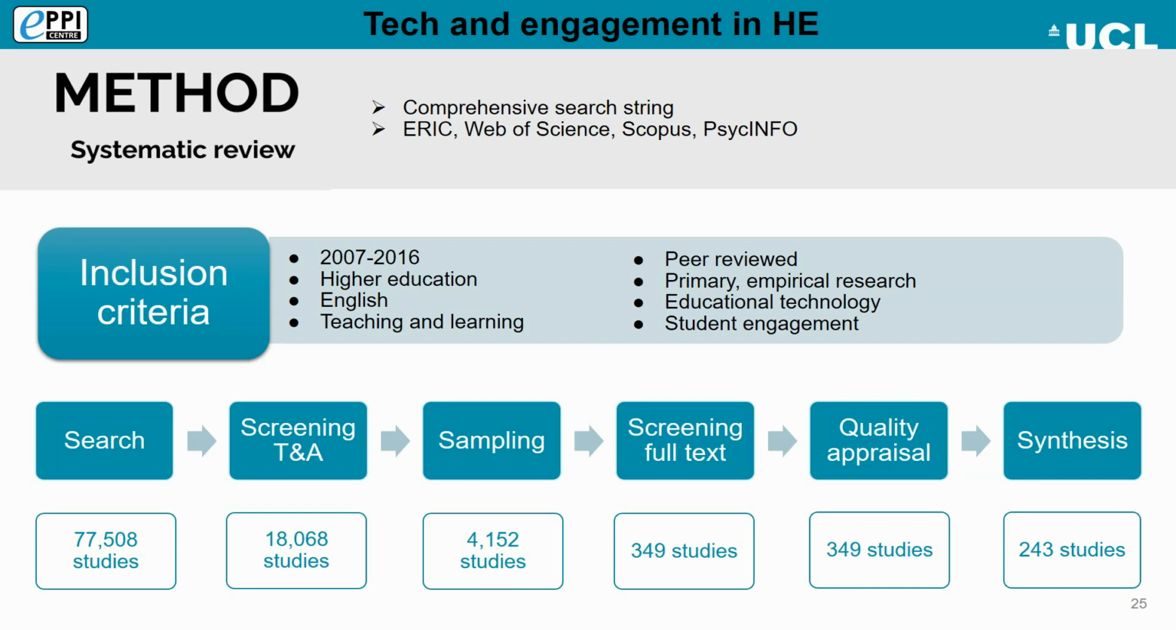Following screening on title and abstract, we came to 4,152 items that we identified that should be included. This was still too many, and so we decided to conduct a sampling, which you can read about in our article, and that led to 349 studies being screened on full text, which is obviously a far more manageable number. We also did quality appraisal on those 349 studies, and following those steps, we ended up with a pot of 243 studies to extract data from and to conduct our synthesis.